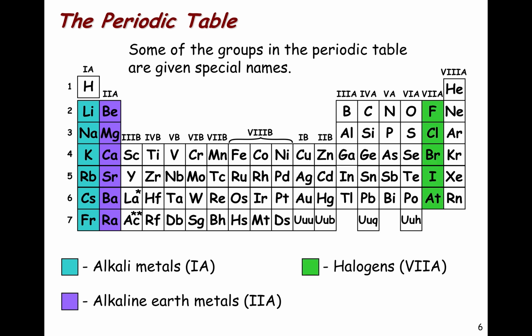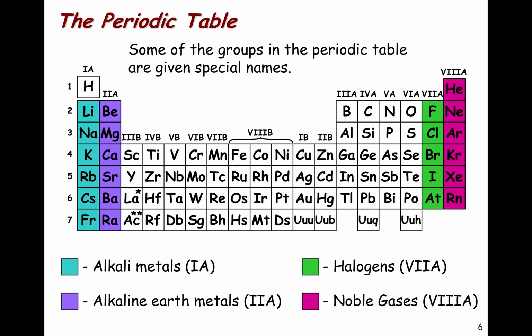Over on the right-hand side, these are the group 7A elements, the so-called halogens. They tend to form -1 ions. The so-called noble gases, the very, very stable elements, are way over on the right-hand side of the periodic table.